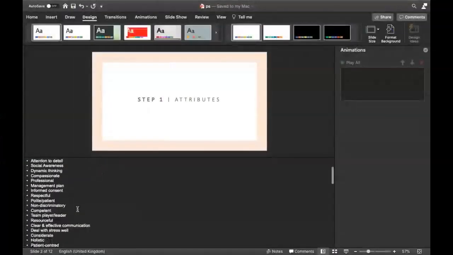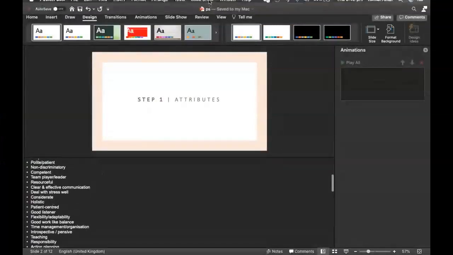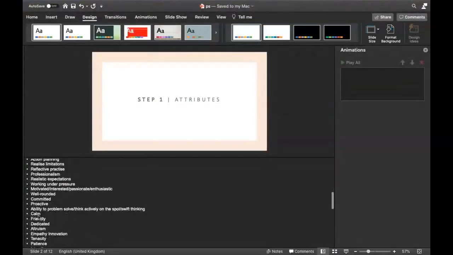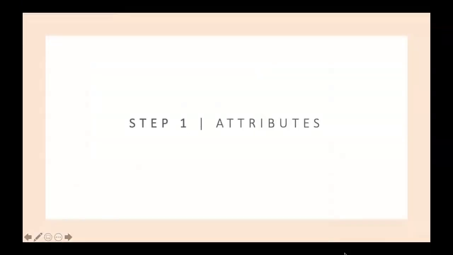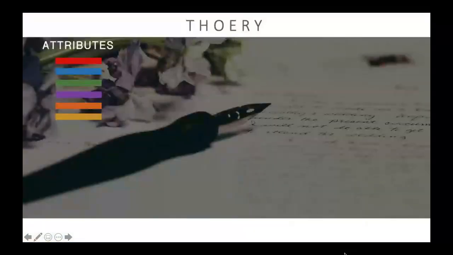So I can share my slides with you guys later, so don't bother writing this down, but I've got loads here. I'm not sure, can you see this, guys? Like a massive list. And I've helped my friends with their personal statements as well, and I've given them this list and we've added more to it. So you've now got a nice list of attributes, loads of skills of a doctor and attributes.